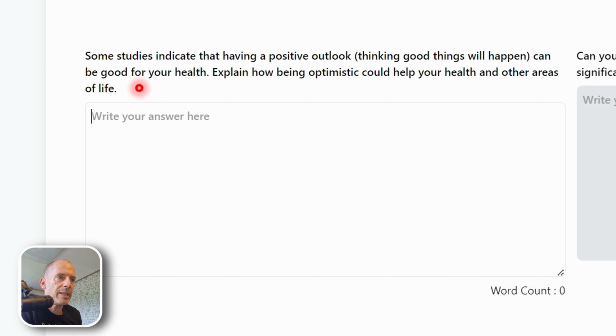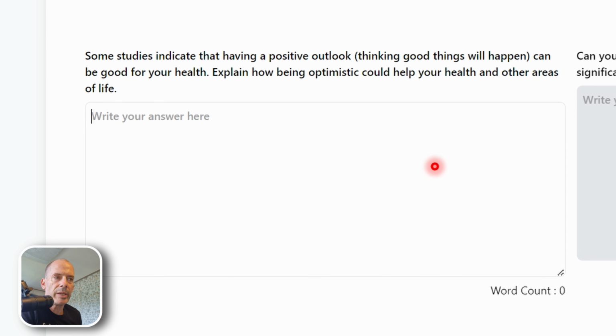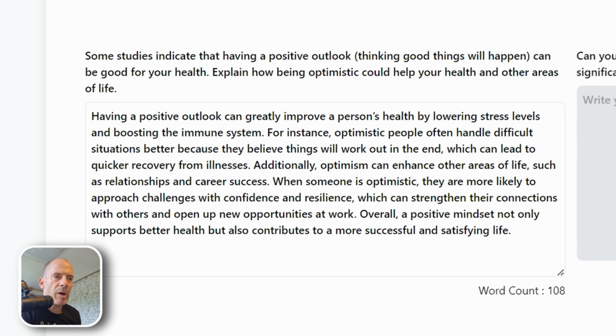Some studies indicate that having a positive outlook, thinking good things will happen, can be good for your health. Explain how being optimistic could help your health and other areas of life. Having a positive outlook can greatly improve a person's health by lowering stress levels and boosting the immune system. For instance, optimistic people often handle difficult situations better because they believe things will work out in the end, which can lead to quicker recovery from illness.